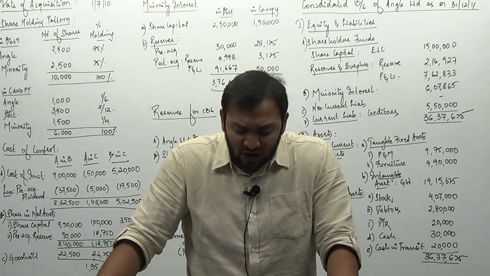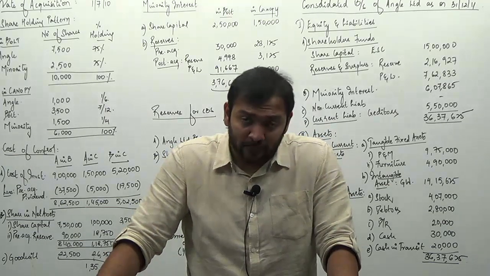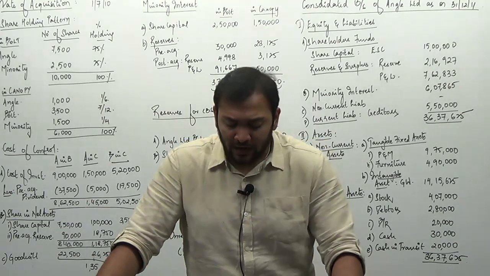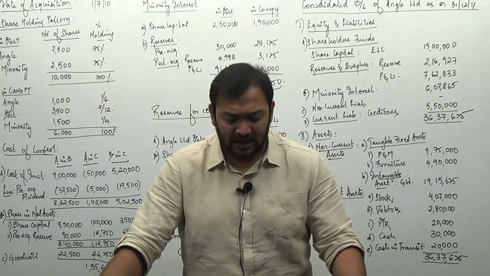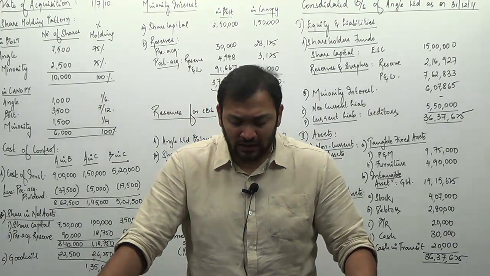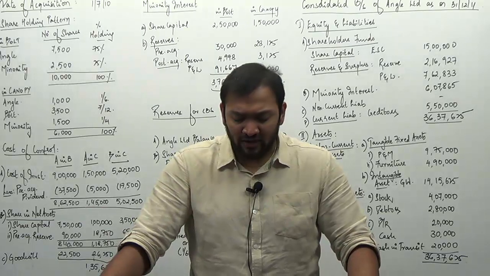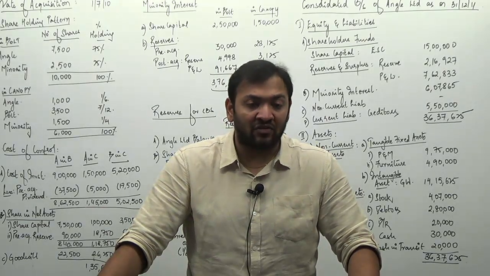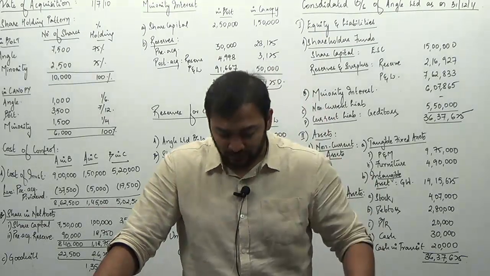Moon Limited invoices goods to Sun. Guys, it is an upstream transaction: one of the subsidiaries selling goods to the holding company. At 4,000, at cost plus 25%, and the closing stock included such goods valued at 5,000. That means how much is the profit? 4,000 goods included at 5,000. Profit is 1,000.